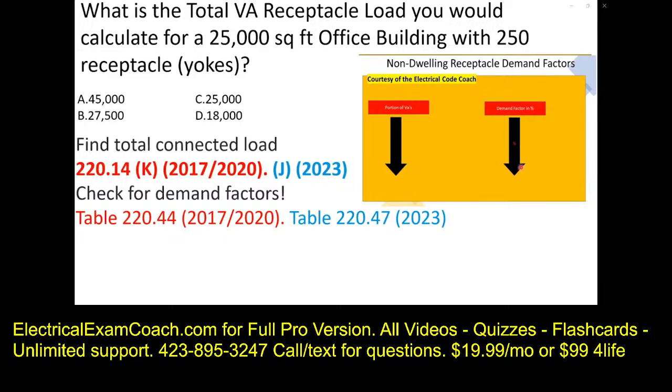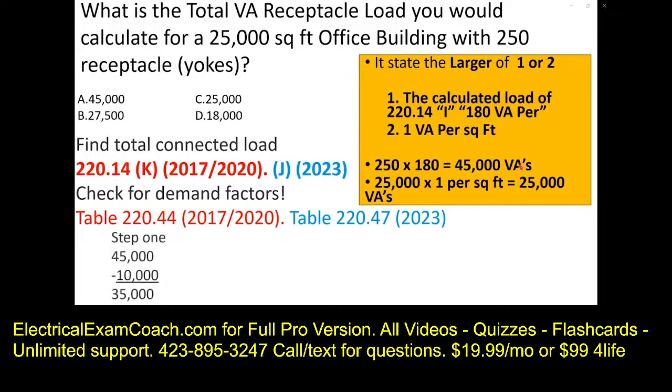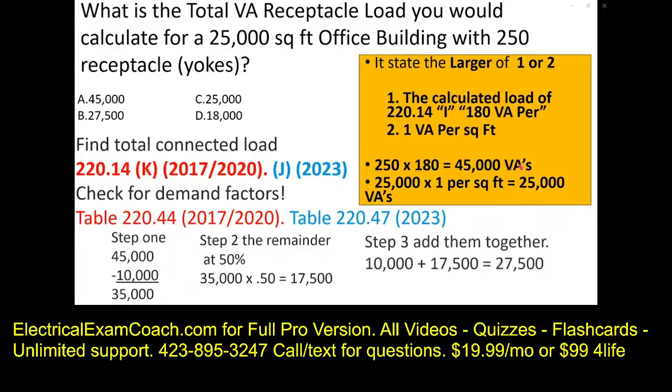Let me break it down one step at a time. What this table tells us to do is to take our first 10,000 VAs at 100%. Then we take that remainder and multiply it by 0.50, and then we can't forget to add the two back together. We take the 10,000 that we set to the side, we take the new reduced load, we add them together, and we get 27.5, and we select B.